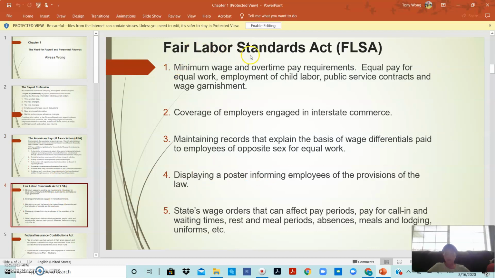The Fair Labor Standards Act, they monitor the records that explain the basis of the wages difference. They also display a poster informing an employee of the provision of the tax law, and they also cover the employers that engage in interstate commerce.